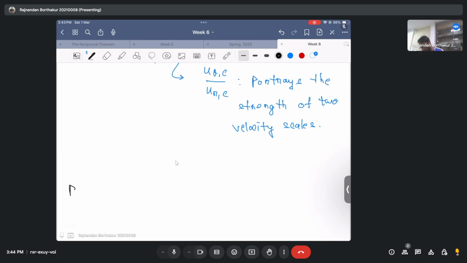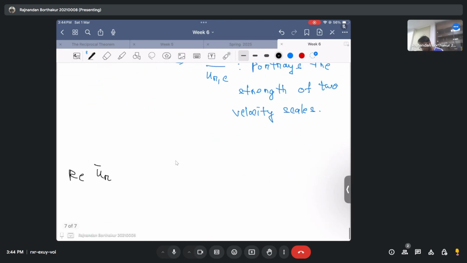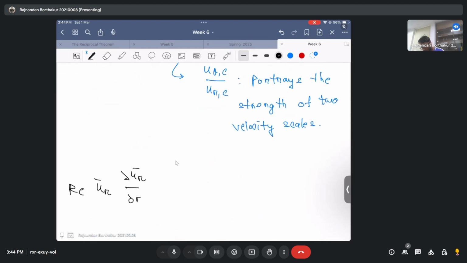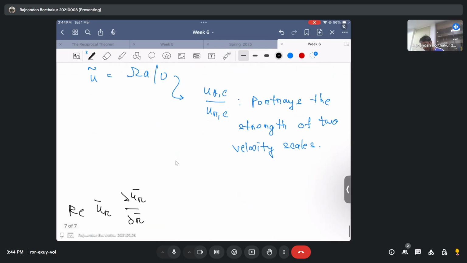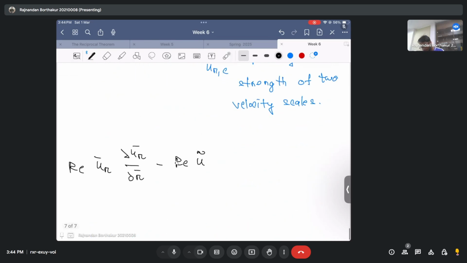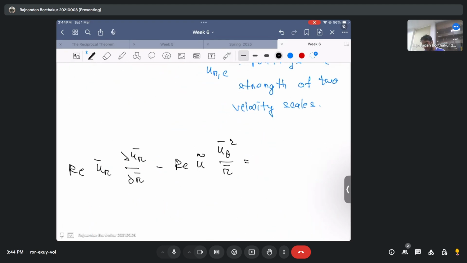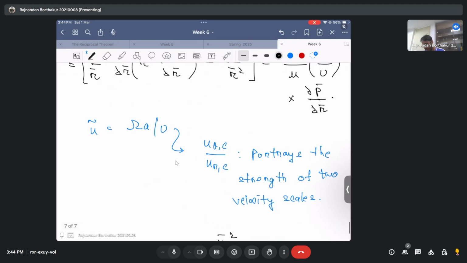I can write these terms as the suction Reynolds number multiplied by UR bar, del UR bar by del R bar. Then I have the suction Reynolds number multiplied by U tilde, which gives us the ratio of the strengths that we just now discussed. Then I have U theta bar squared by R bar. The viscous term is just unaltered, so we don't have to bother about this much.